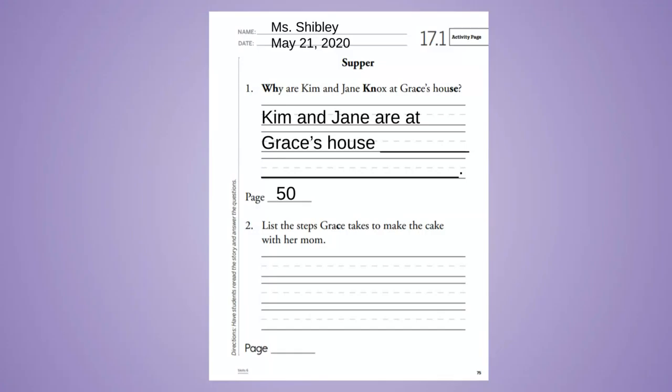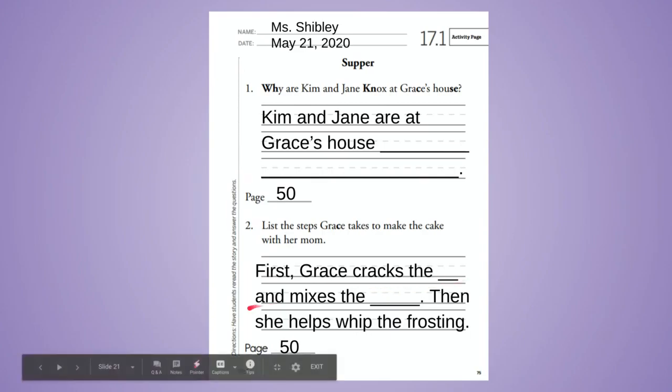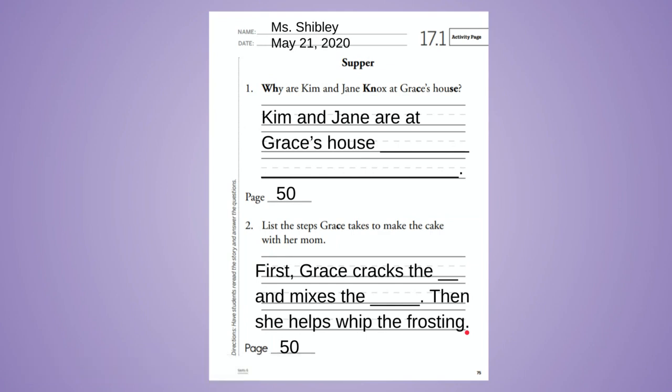Okay, ready? Number 2, list the steps Grace takes to make the cake with her mom. First, Grace cracks the blank and mixes the blank, then she helps whip the frosting. And that is also on page 50. But you need to copy it and fill in the blanks. So first, Grace cracks the blank and mixes the blank. Then she helps whip the frosting. Okay, turn the page.